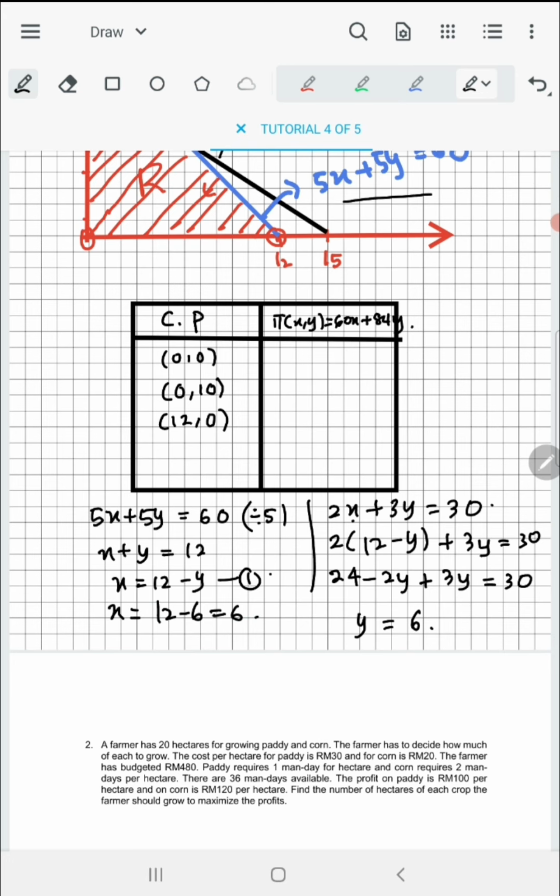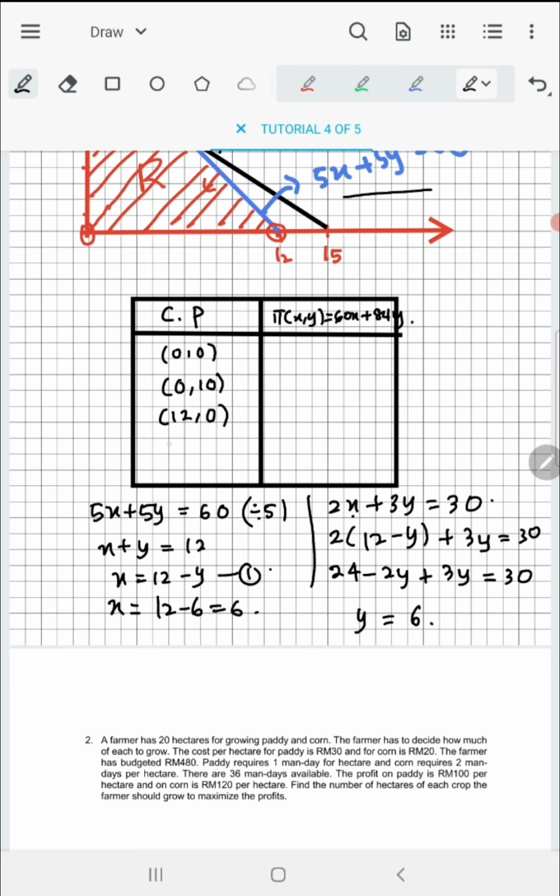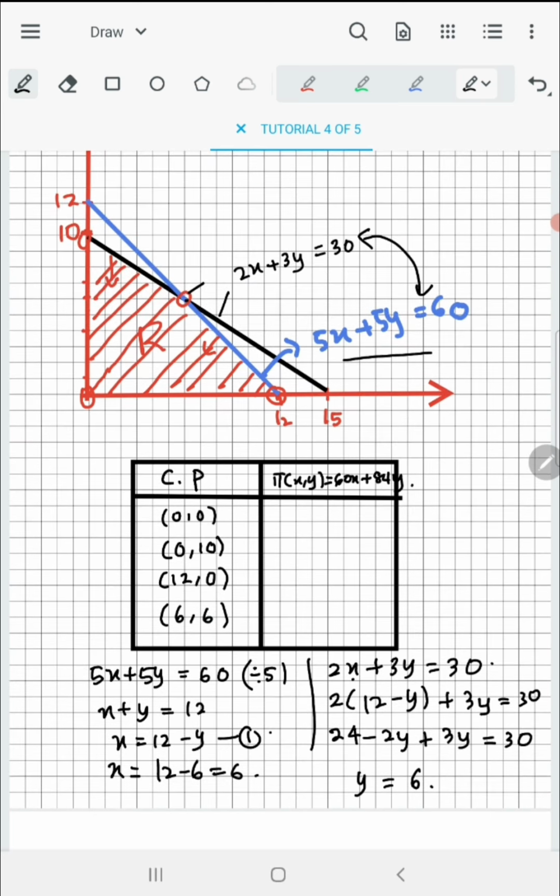So we got x is 6 and y is 6. So if we take from the table, it's actually equal to 6, 6. So make sure your graph is accurate so that you will get the correct point.